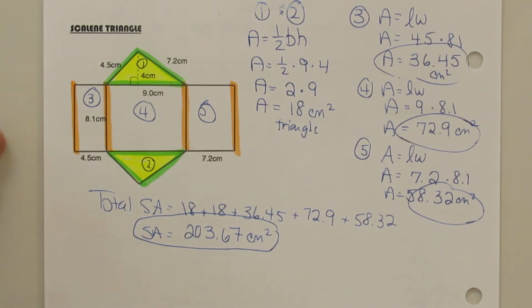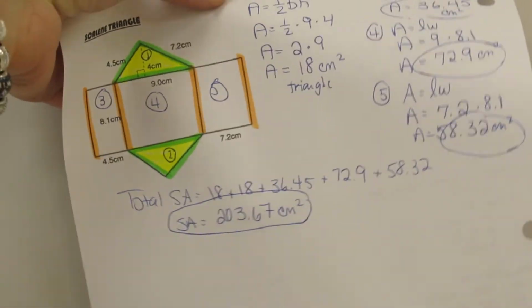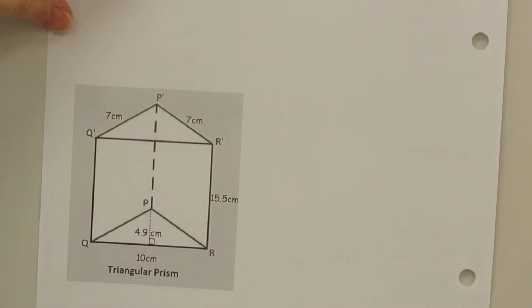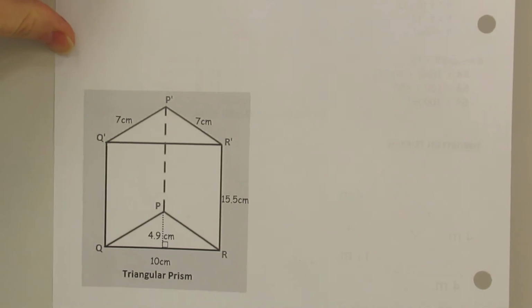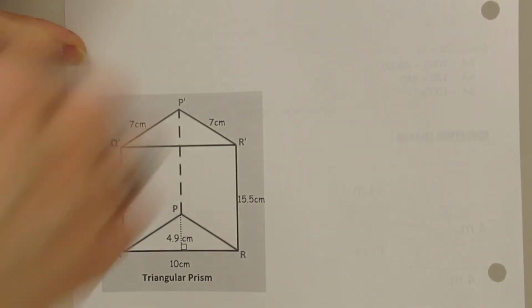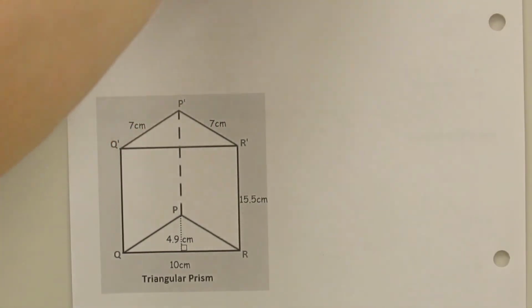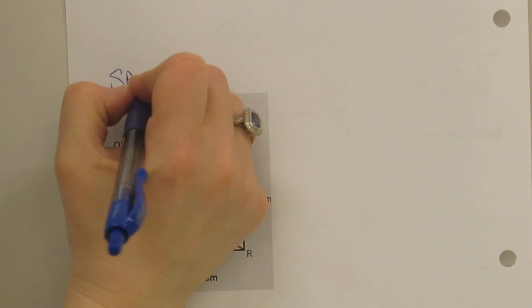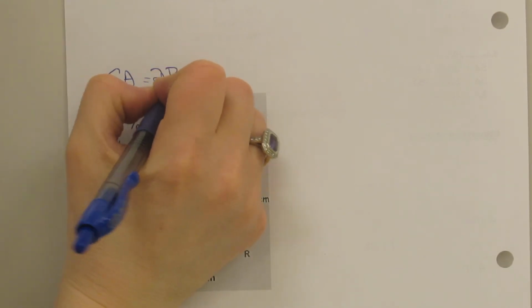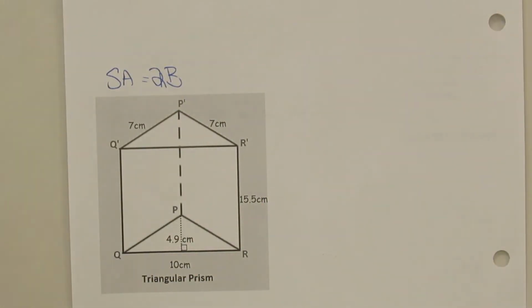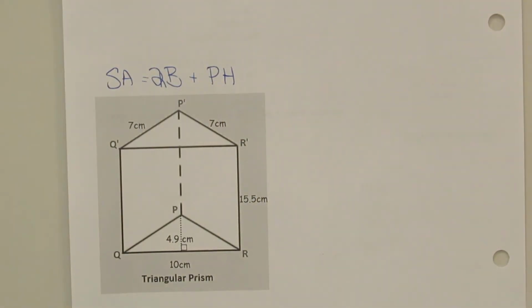Now, when we slide the page up, we're going to look at our last shape. You'll notice that our last shape is not in net form, so I am not going to do that one using a net. I'm going to do that one the same way we did it on the front with the formula. So the formula for surface area, 2 times capital B, because there are 2 bases, plus the perimeter times the height of the prism. So capital B, area of the base, also area of the triangle. Capital P, perimeter of the base.